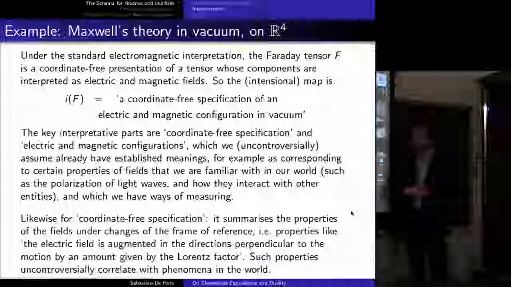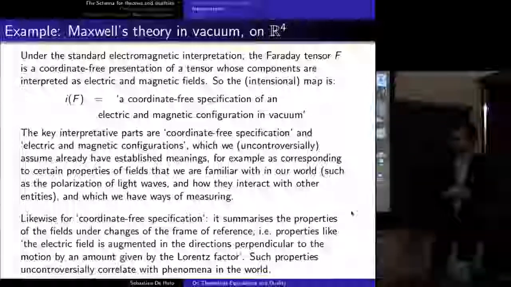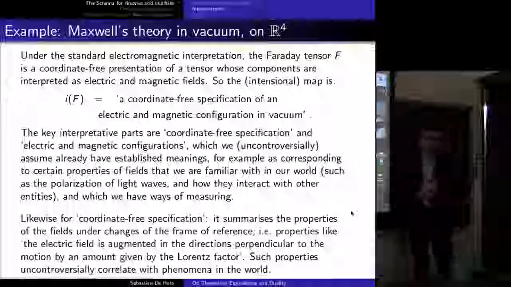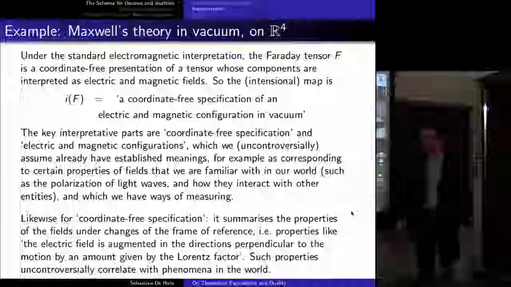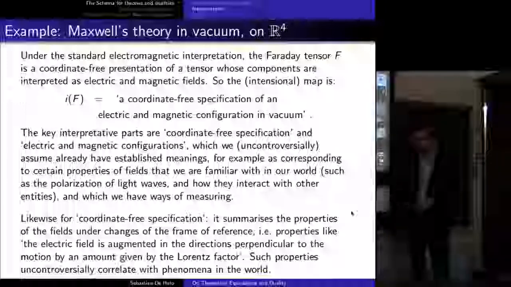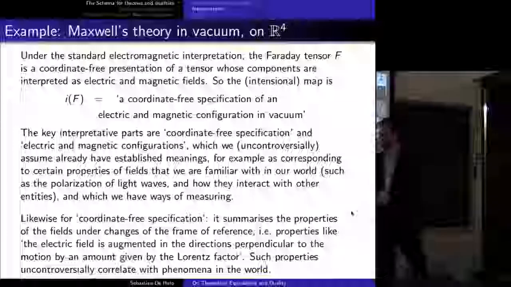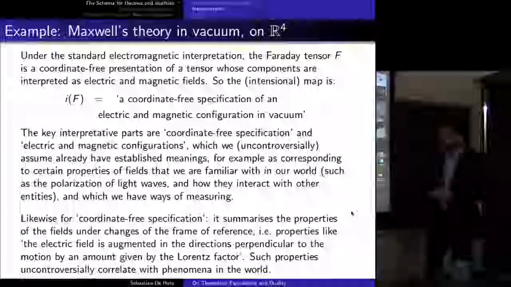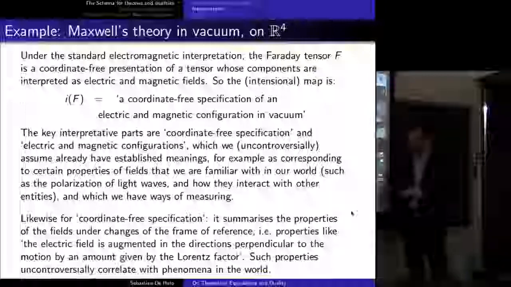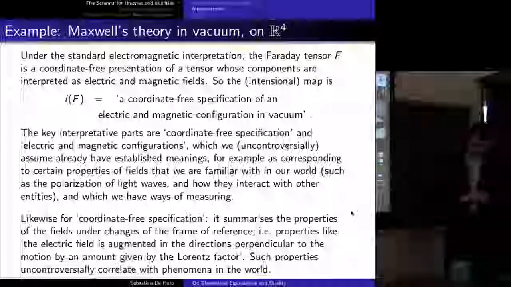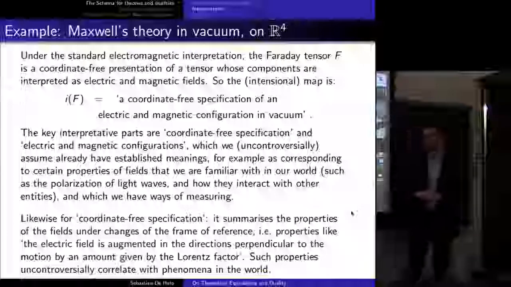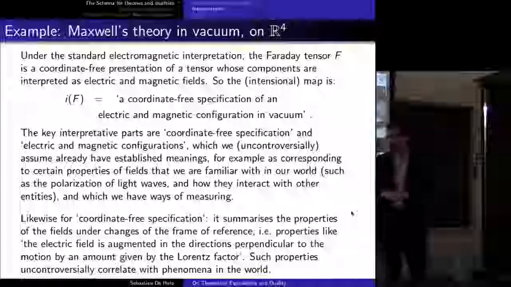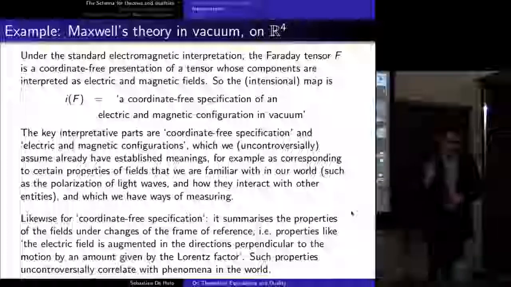the Faraday tensor is a coordinate-free presentation of a tensor whose components are interpreted as electric and magnetic fields. So the interpretation map will produce, given the Faraday tensor, a coordinate-free specification of an electric and magnetic configuration in vacuum. So the key interpretative parts here are, of course, coordinate-free specification and electric and magnetic configurations. And so we are assuming that we already have an established meaning for those terms.